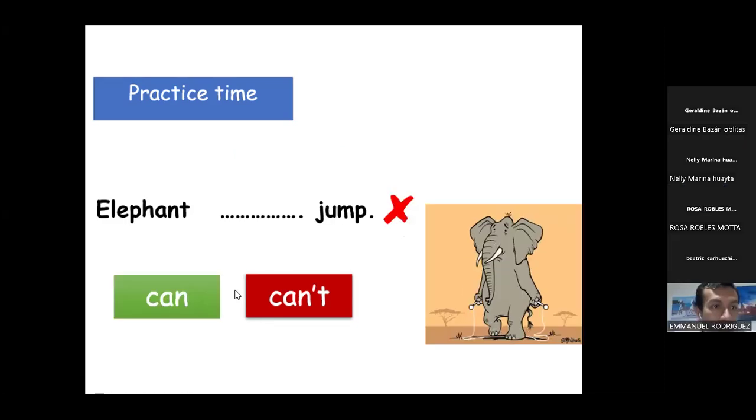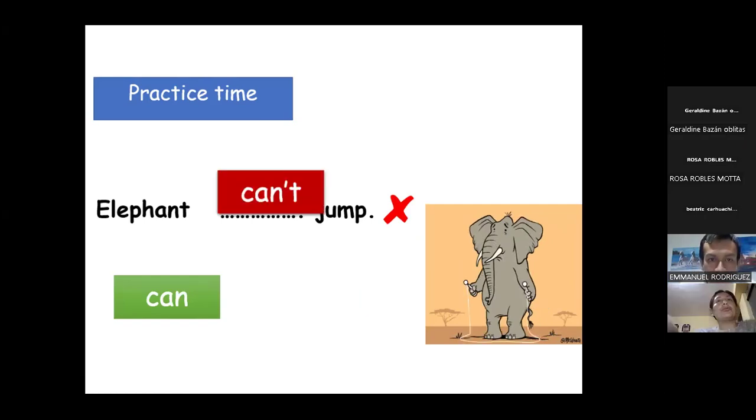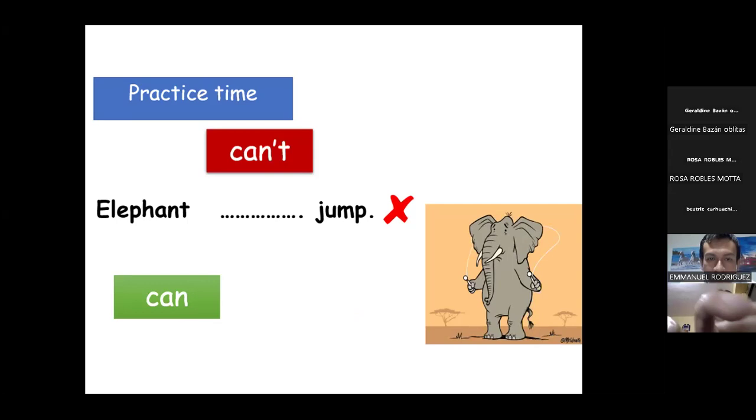Volunteer. Geraldine Bazán Oblitas. Hello, teacher. A ver, es de un elefante, ¿no? Elephant can't jump. Okay. Continue with the next slide.